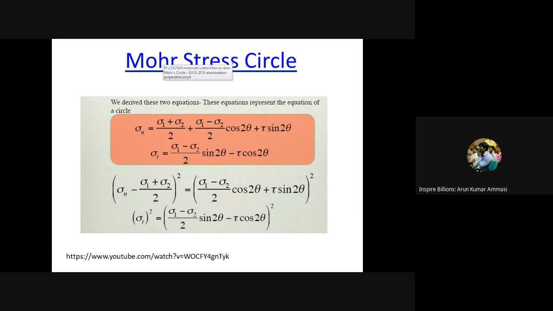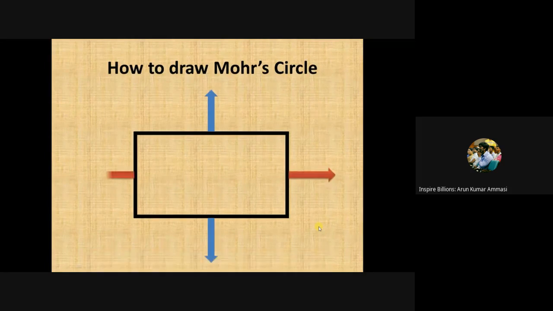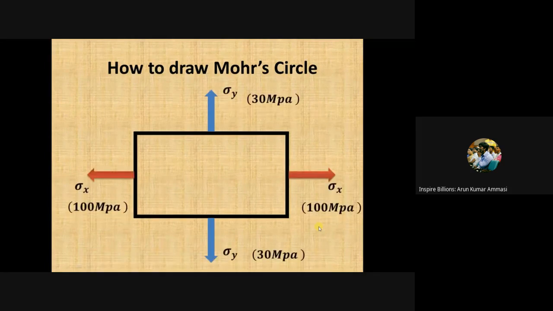Let me play this video so that it will be easy to visualize and understand how the Mohr circle will be. So this is the procedure to draw the Mohr circle. Here a typical example is taken with sigma x as 100 MPa and sigma y as 30 MPa, and how to draw the Mohr circle and find the value of stresses and the strain, principal stresses.